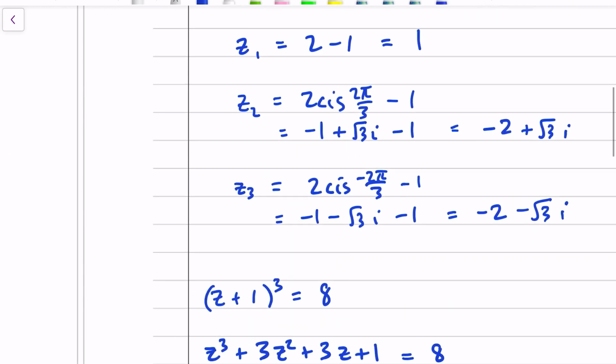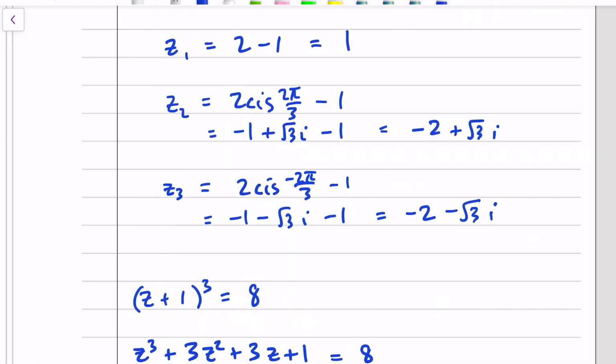Okay, where does that come in? We've got our 3 roots: 1, minus 2 plus root 3i, minus 2 minus root 3i. Sum of the roots is equal to 1 minus 2 equals minus 3. Done.